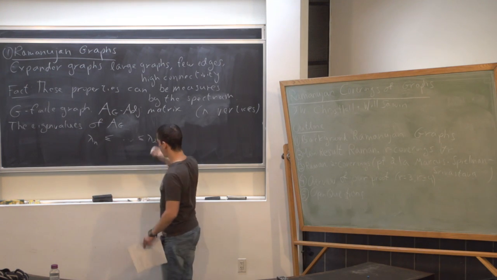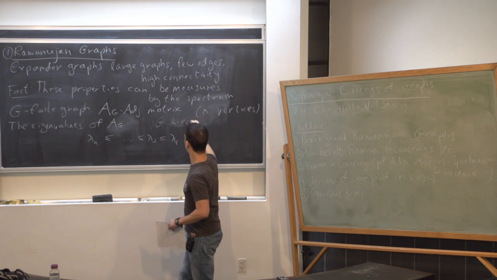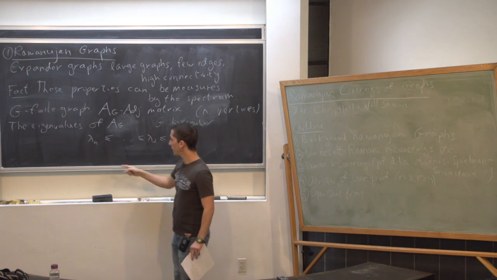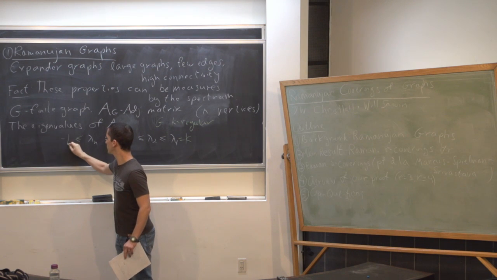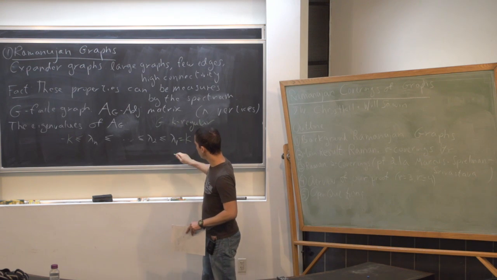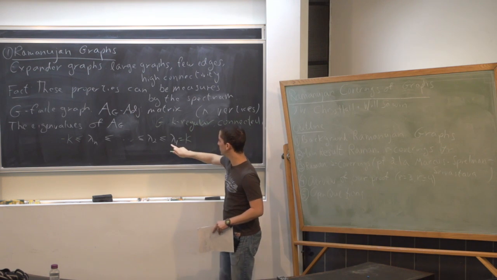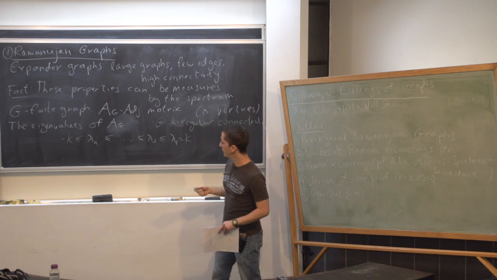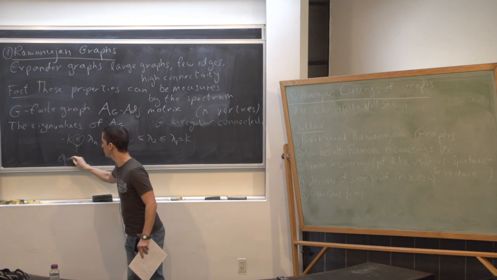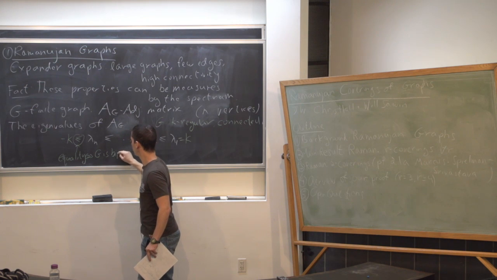Let's say that G is k-regular. In this case, lambda 1 is k, and lambda n is at least minus k. Let's also assume that G is connected. If G is connected, lambda 2 is strictly less than lambda 1. And lambda n equals minus k if and only if G is bipartite.